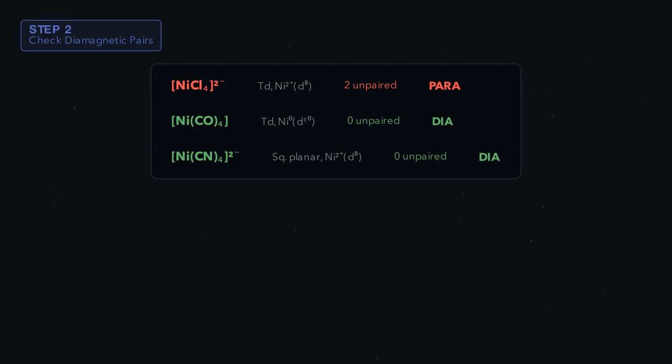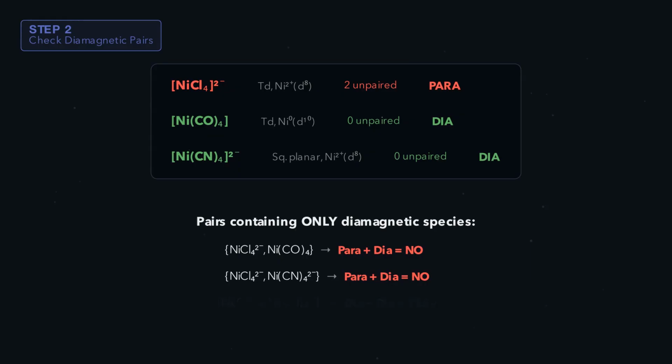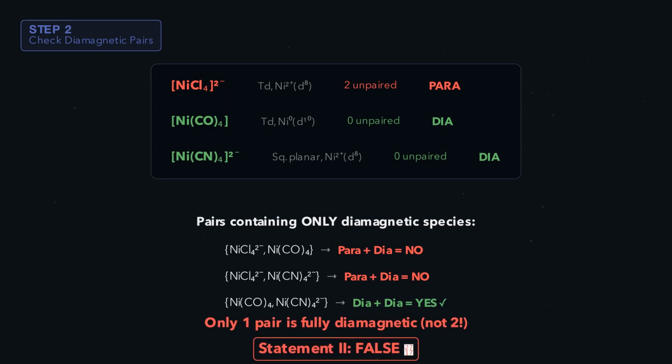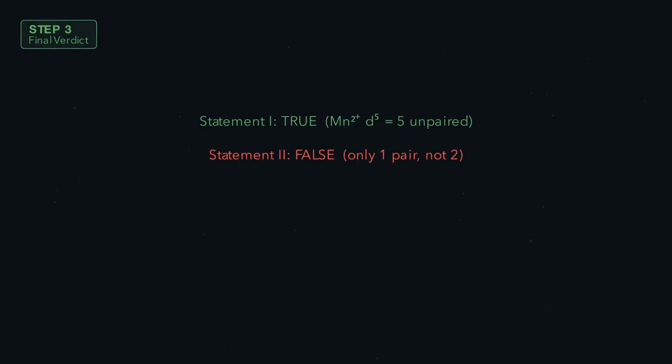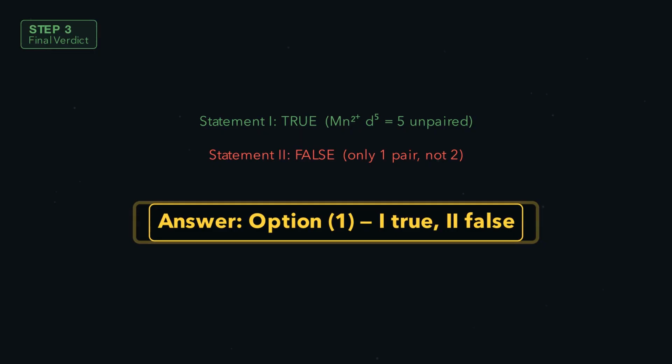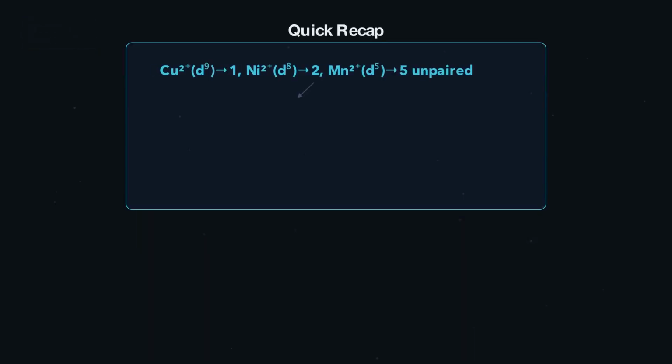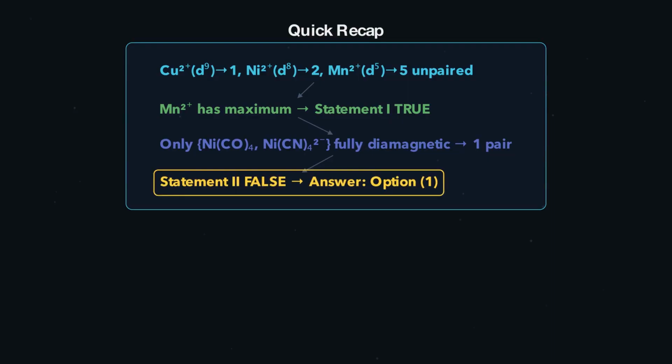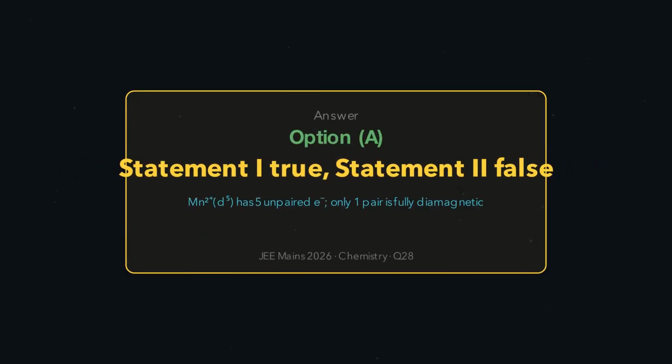Starting with statement 1, Cu2+ is d9, 1 unpaired electron. Both Ni2+ complexes are d8 in an octahedral field, which always gives 2 unpaired electrons no matter the field strength. But Mn2+ with water ligands is the key. Water is a weak field ligand, so manganese stays high spin with 5 unpaired electrons, the maximum by far. Statement 1 is true. Now statement 2, [NiCl4]2- is tetrahedral with weak field chloride.